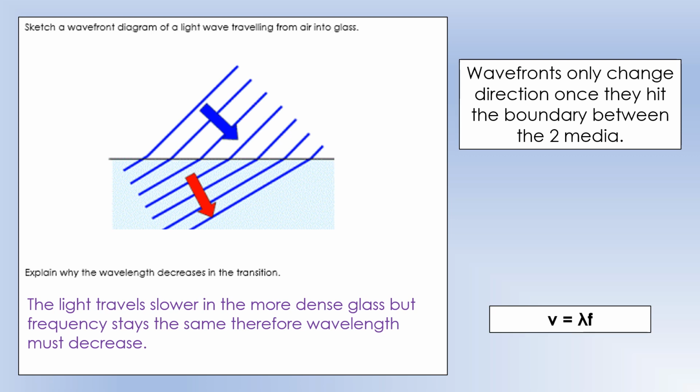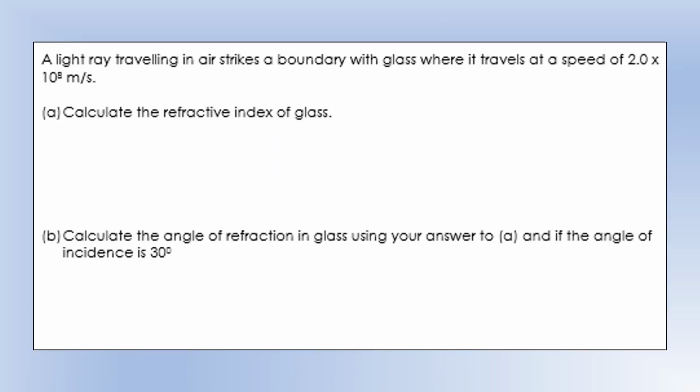And that's essentially what's happening here. You can see the shorter wavelength once it's switched into glass. So let's actually put that to use. We've got a light ray travelling in air, which strikes the boundary of the glass where it travels at a speed of 2 × 10⁸ meters per second.